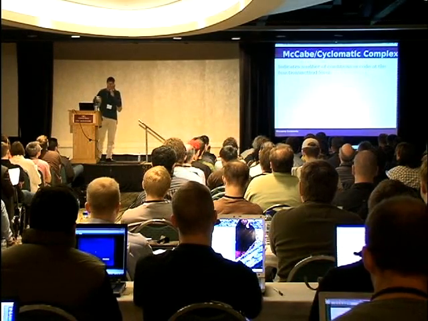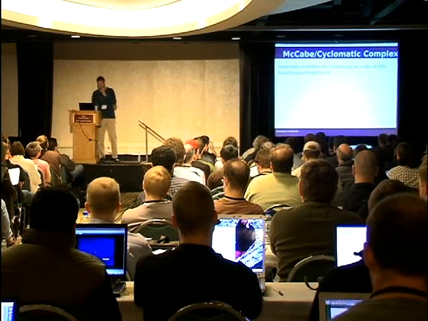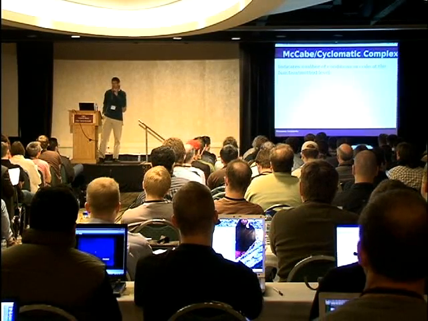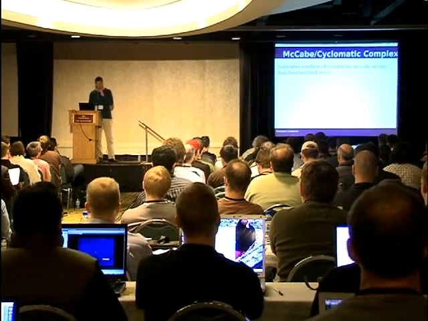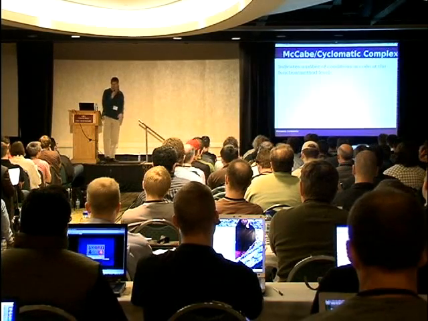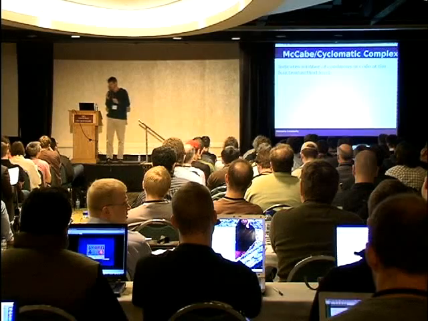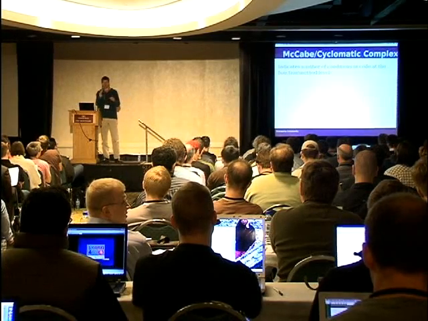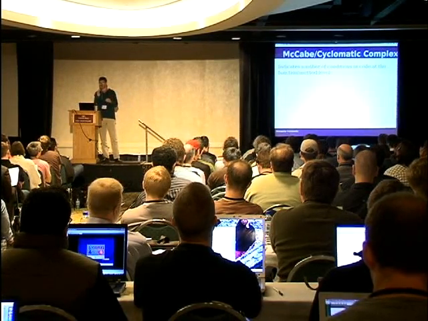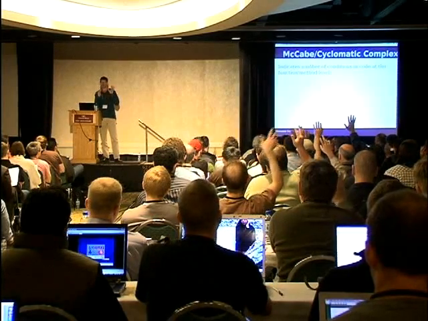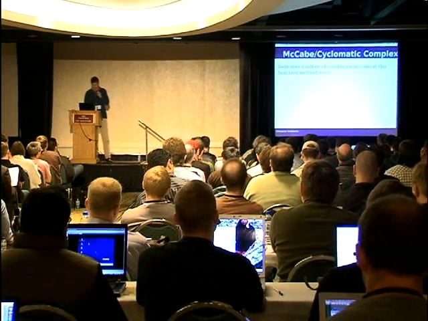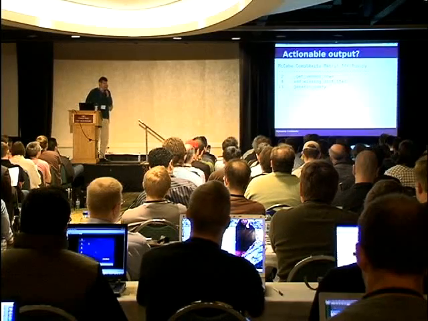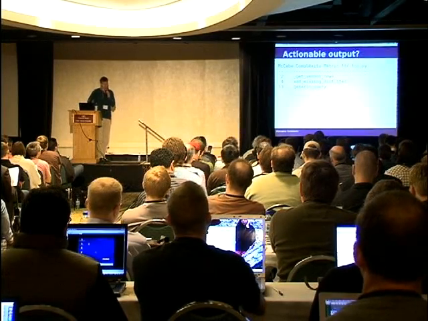And so, long story short, this brings us to what's called McCabe or cyclomatic complexity. It's a metric that measures the number of conditions in code at a function or method level. How many people in here have heard of this? Okay, a good percentage. Does it have actionable output?